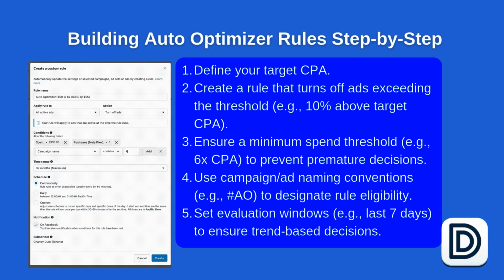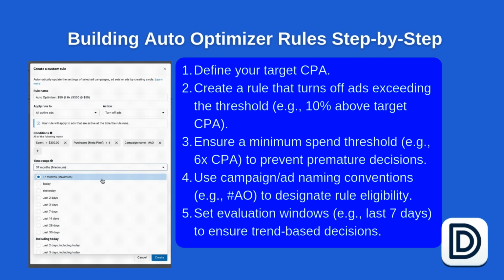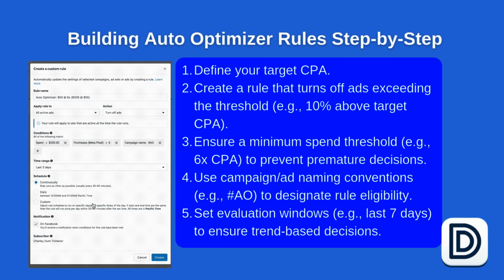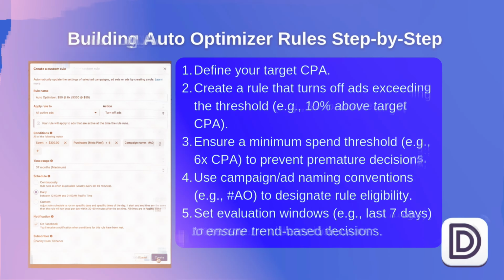The time range is going to be today, but it could also be trailing 3 days or trailing 7, or even maximum if we want to use this as a creative optimization tool. And I almost always will run this on continuously or a daily range. I rarely ever do this on some custom level. Now you don't have to do that manually ever again.